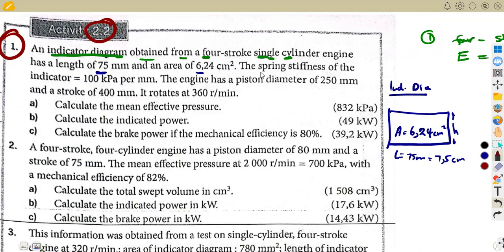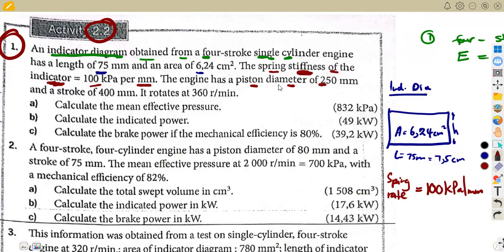What else do we have on this? They gave us the spring stiffness. The stiffness is the spring rate of the indicator diagram, 100 kilopascal per millimeter. So the spring stiffness is the spring rate. The spring rate is given as 100 kilopascal per what? Per millimeter.